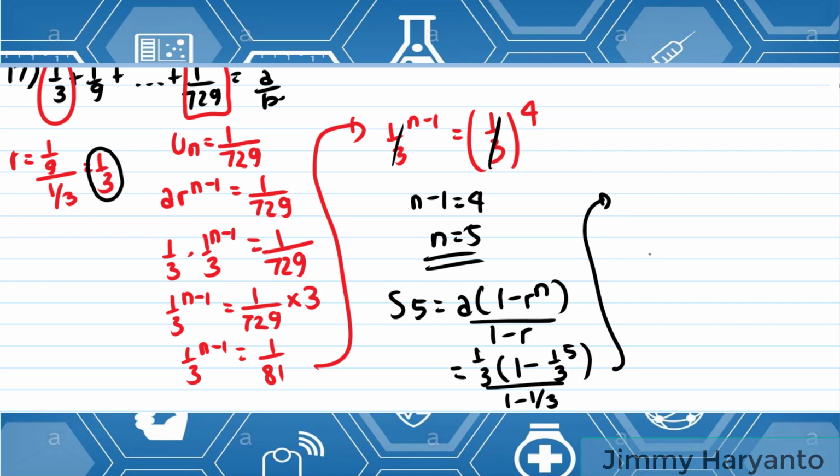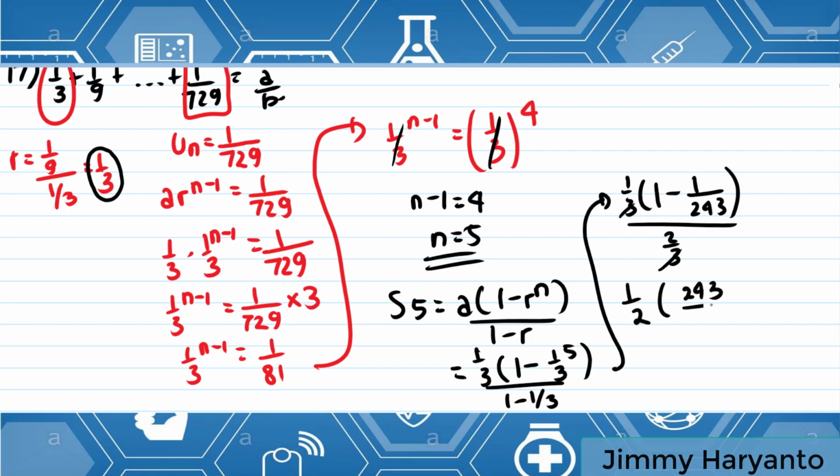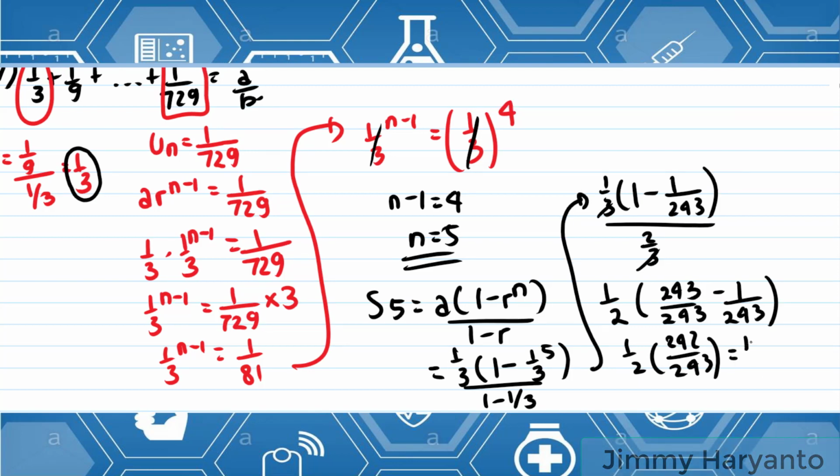Okay, let's continue. The result will be 1 over 3 in the bracket 1 minus 1 over 243, over 2 over 3. We can cross out these 3, so I will have 1 over 2 in the bracket 243 over 243 minus 1 over 243, half times 242 over 243. Cross out the 242, it will become 121 over 243. There you go, guys.